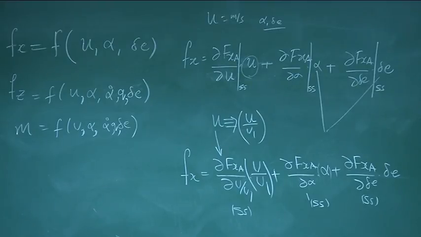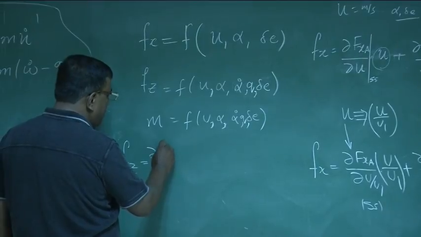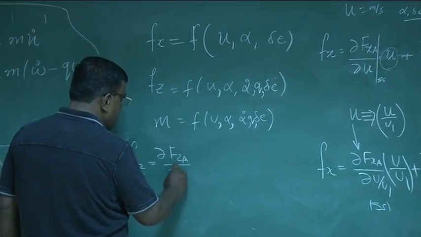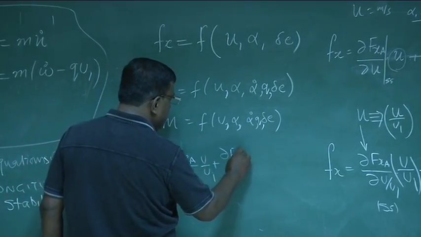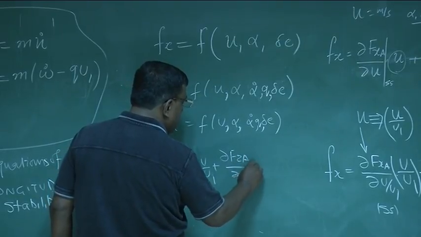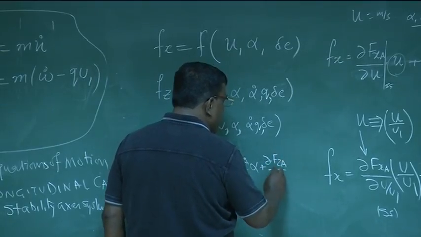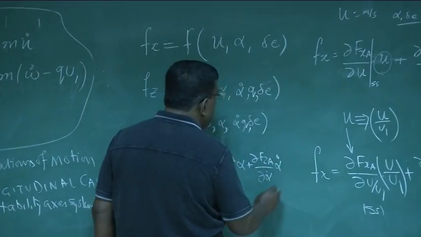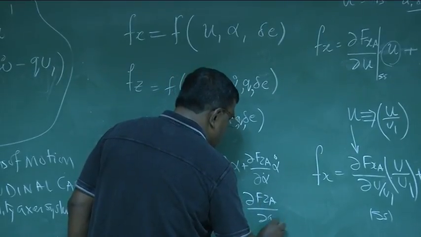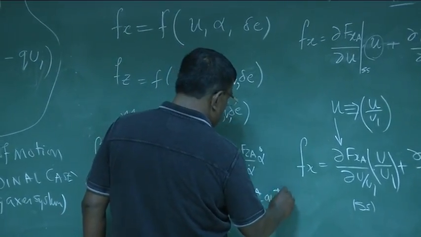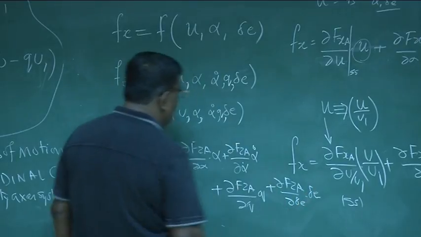Okay. Similarly, for fz, what I can write, fz will be dfza by d(u by u1) into u by u1. You are now expert. dfza by d alpha into alpha plus dfza by d alpha dot into alpha dot. Again you will tell me, sir, what is happening? This is again alpha dot and q, they are dimensional quantities. So how are you writing like that? I agree, your point is correct. So we will do some correction.